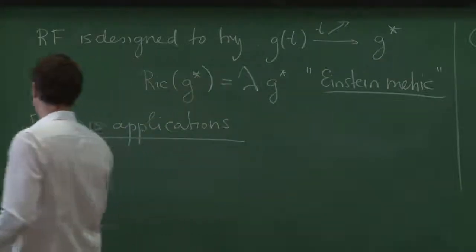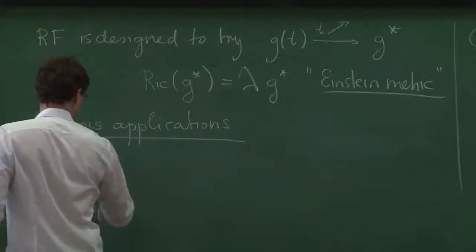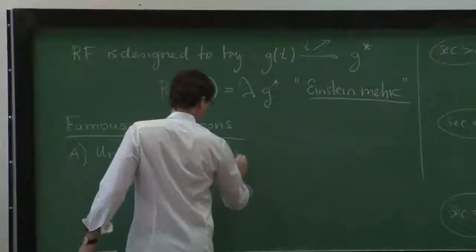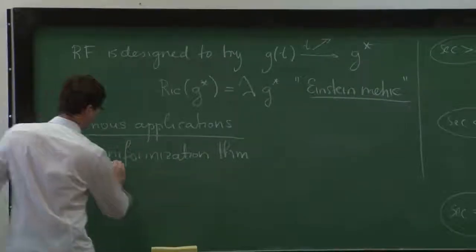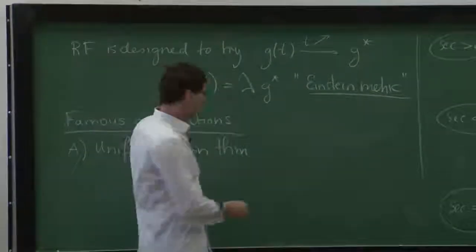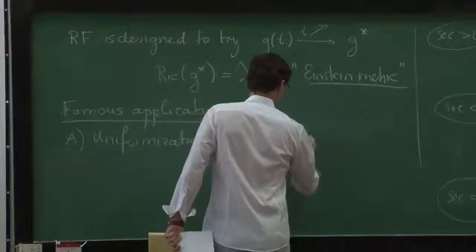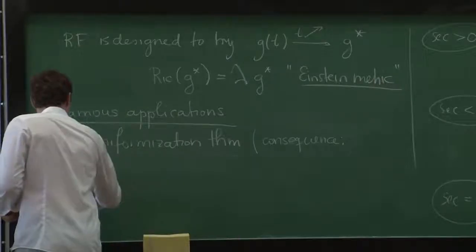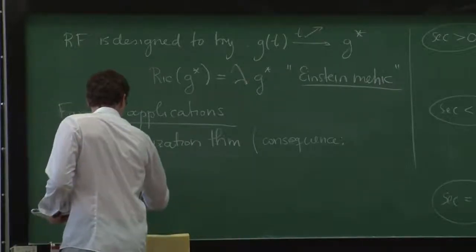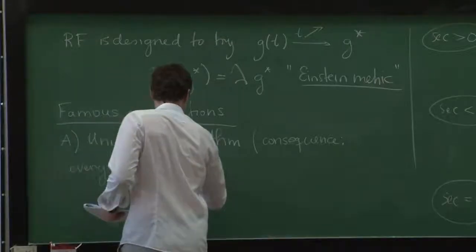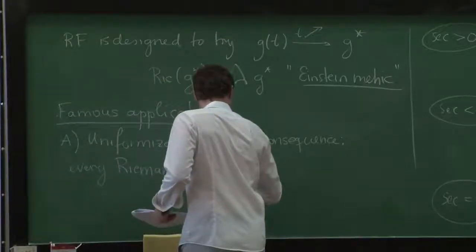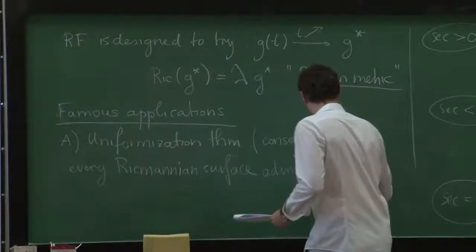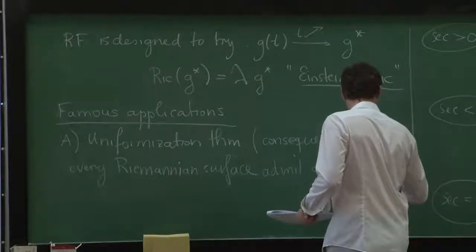So first of all, there is the uniformization theorem. I'm going to actually write out only a consequence of this uniformization theorem. The consequence tells me that every Riemannian surface admits some metric such that the scalar curvature of this metric is constant.